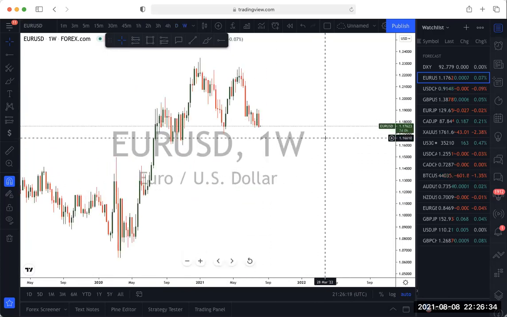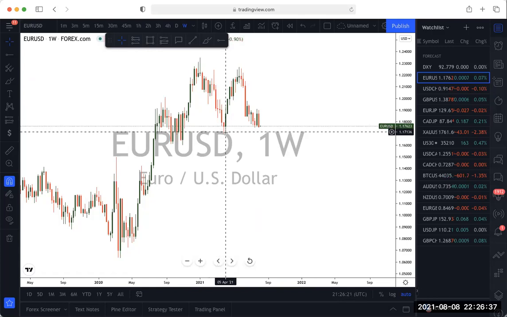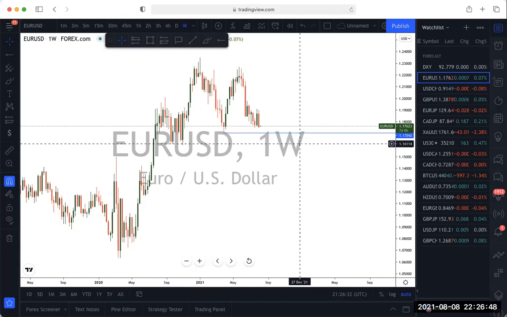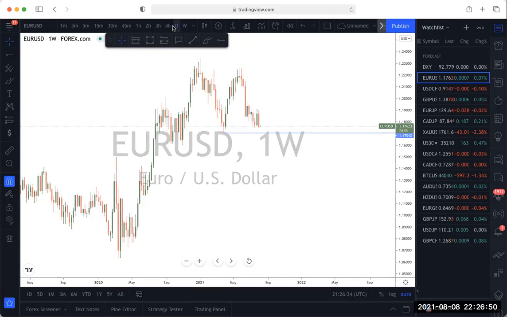Let's go to the weekly time frame. On the weekly time frame, this is still very much sitting on the weekly OB. The case of the dollar index is also what we really have here, very similar. Right, now let's go to the daily time frame.